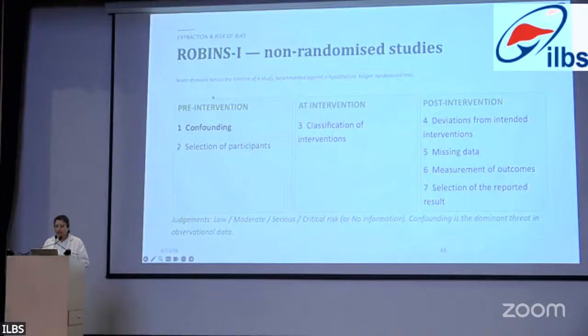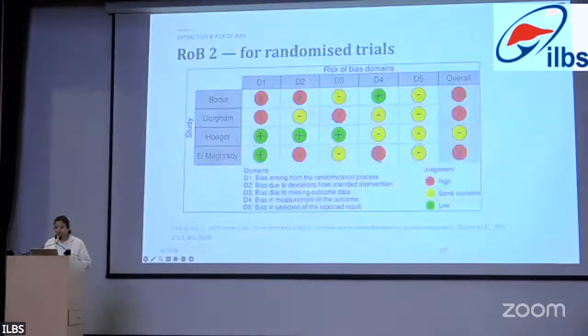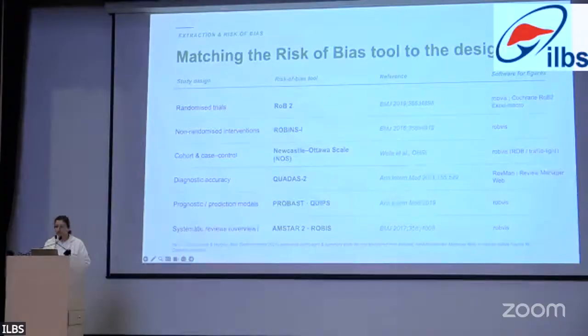Confounding is the most important source of bias in non-randomized studies, and then others. So this is how the ROBINS-I figure also looks like. I have also mapped it to the softwares that are used for drawing these figures. So for RoB 2, robvis or the RoB tool from Cochrane; for non-randomized, ROBINS-I, again the robvis tool and all these. So this is also called the traffic light figure. Then diagnostic accuracy, QUADAS through RevMan. So you can see the picture.